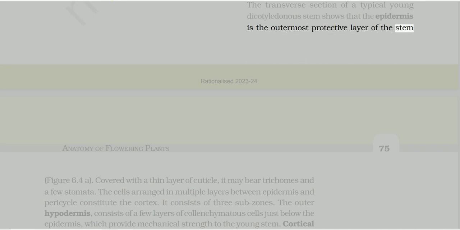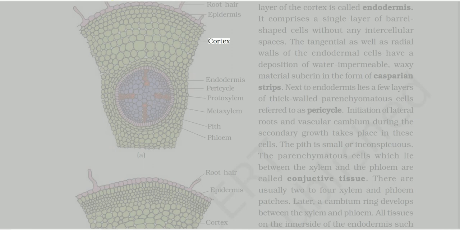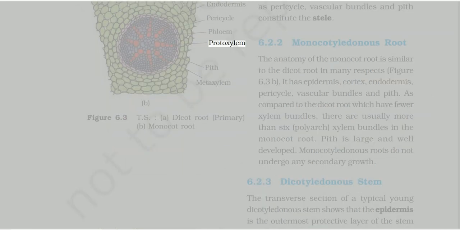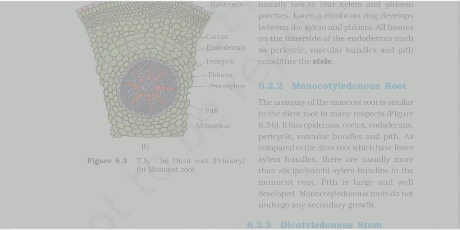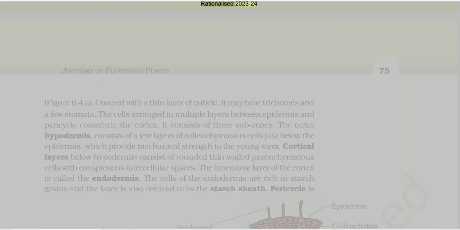Root hair, epidermis, cortex, endodermis, protoxylem, metaxylem, pith, phloem, pericycle. Figure 6.3 TS. A. Dicot root, primary. B. Monocot root.